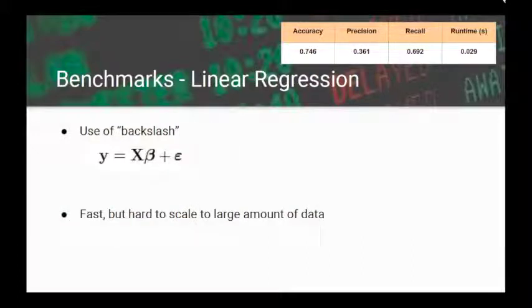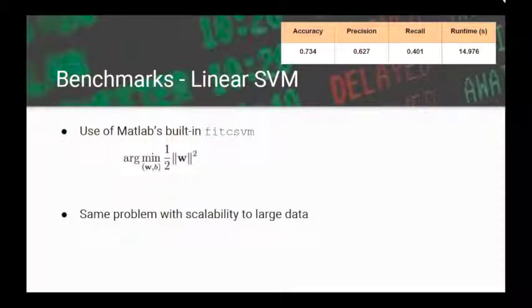The first offline algorithm we used is linear regression. It's basically an application of the backslash in MATLAB. It is fast, but this algorithm is hard to scale to a large amount of data in terms of runtime and memory consumption. The second algorithm is linear SVM. Again, we're applying MATLAB's built-in function to perform this algorithm. It also has the same problem with scalability.